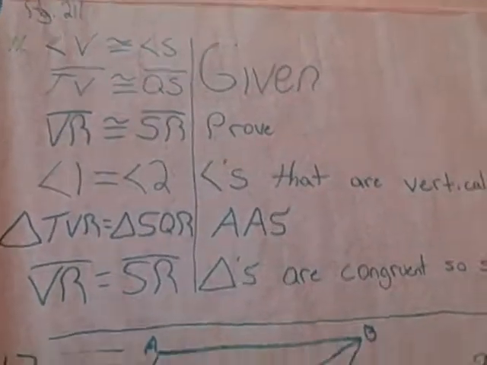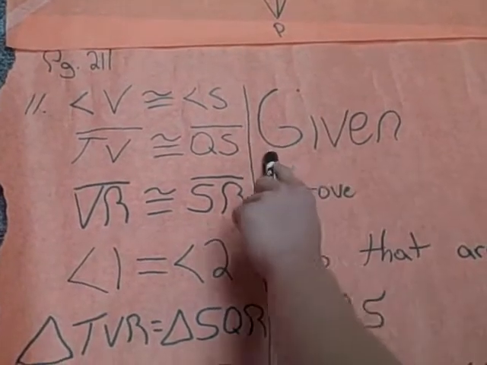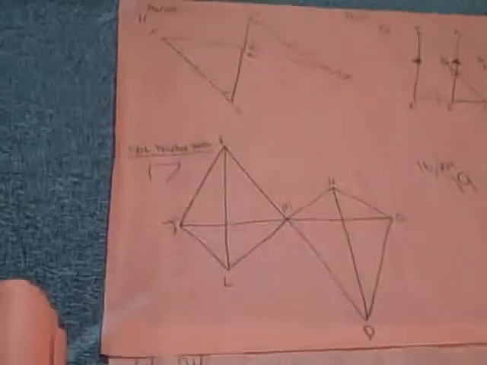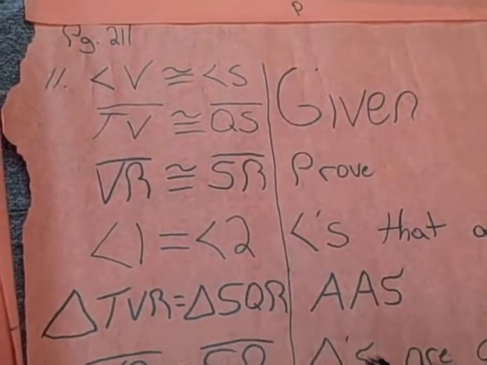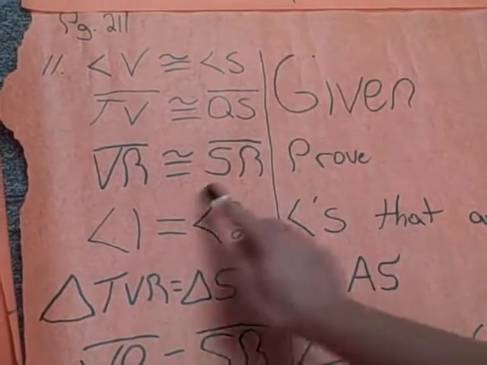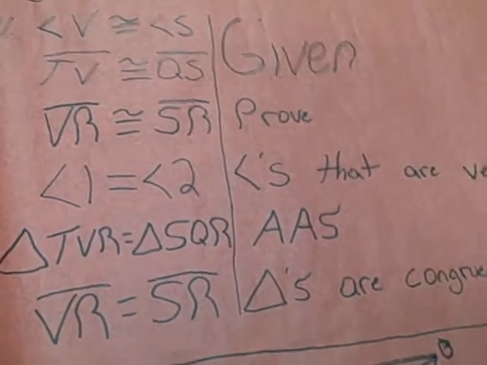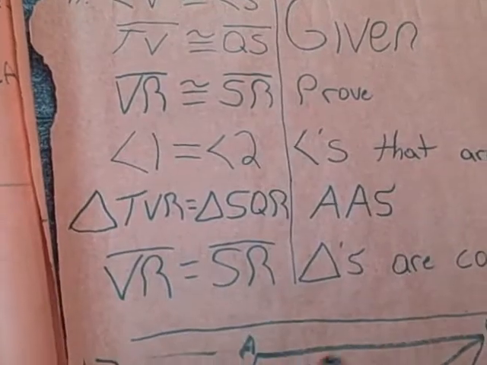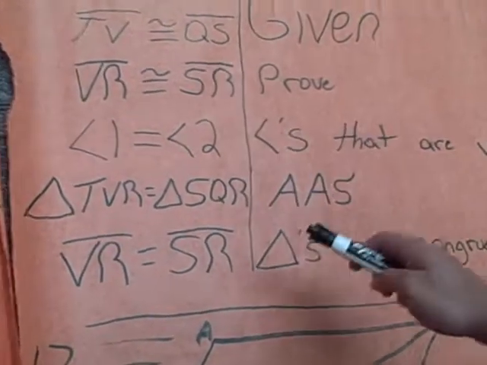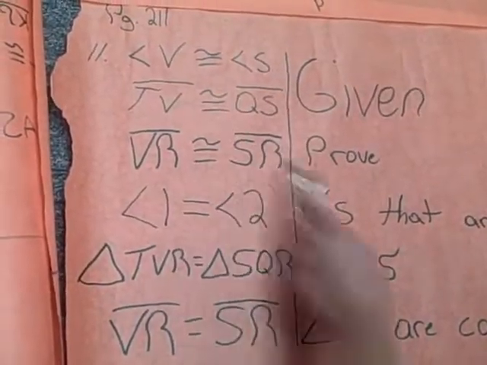The first thing you always do when you're doing a proof is you always have to start with the given. And as you can see up there, angle V is equal to angle S as alternate interior angles, and TV is equal to QS. And we're trying to prove that VR is congruent to SR. So angle 1 is equal to angle 2 because of vertical angles. And then triangle TVR is congruent to triangle SQR through angle, angle, side, because it gives us angle, angle, side.